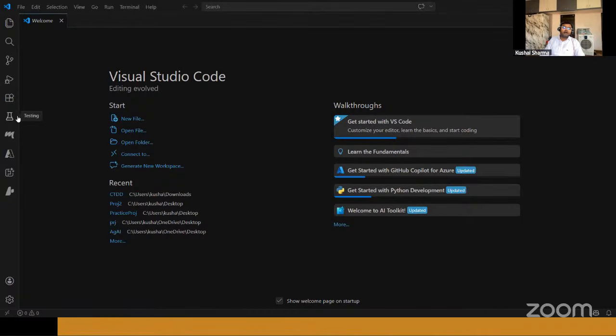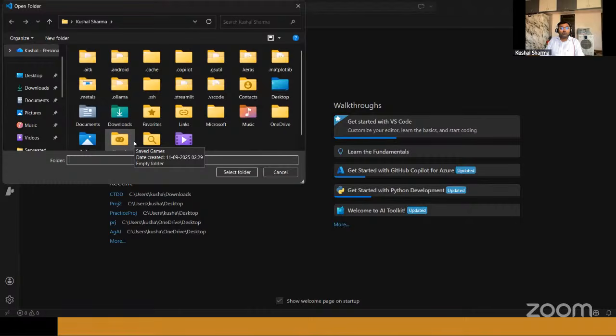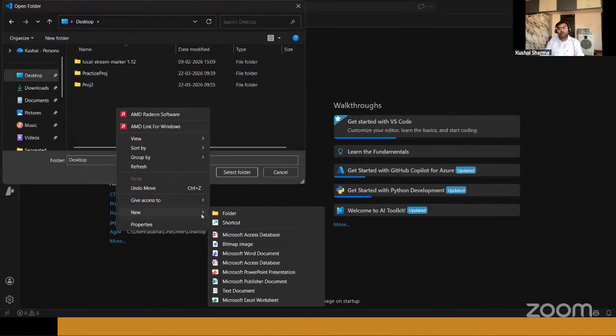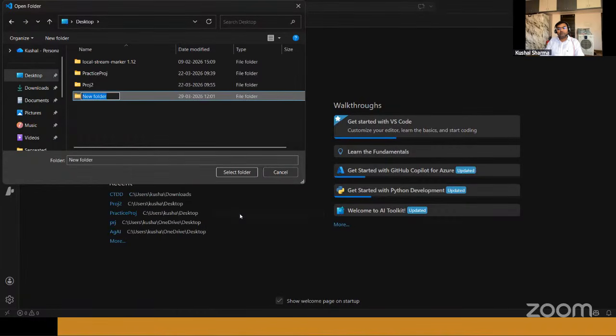Initially, you can create or select a project directory. That you can do from here, Open Folder. Once you click on Open Folder, you can go to the desktop, right-click, go to New, click on Folder, and write the project name. So Project 1, enter, and then select folder.